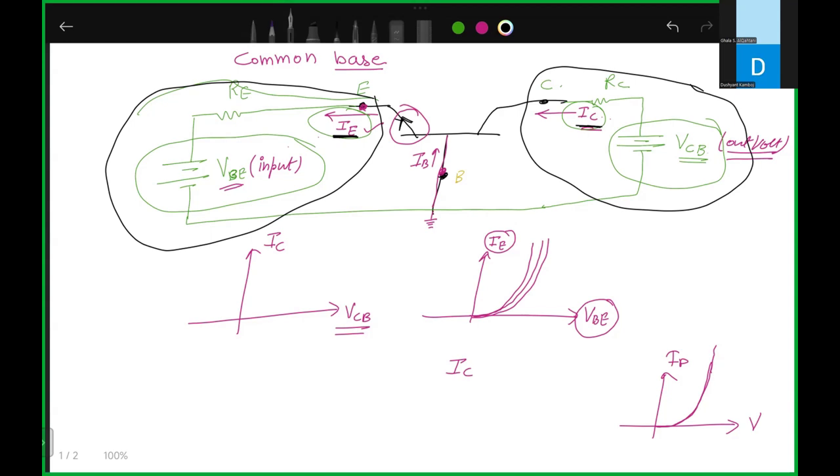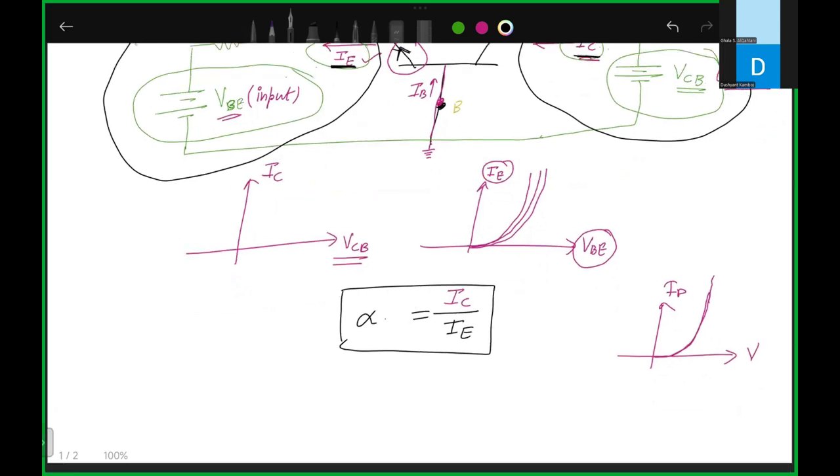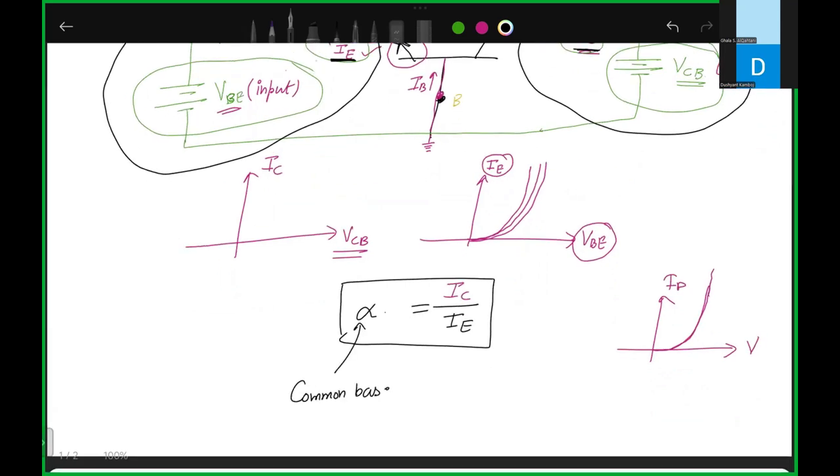So basically, the output current is IC and input current is IE. If I divide the output current by the input current, that will represent the current gain, which is represented by alpha. So alpha represents what? IC over IE, so it's the common base configuration. Common base current gain. So this alpha represents common base current gain, and always remember this value is IC upon IE.